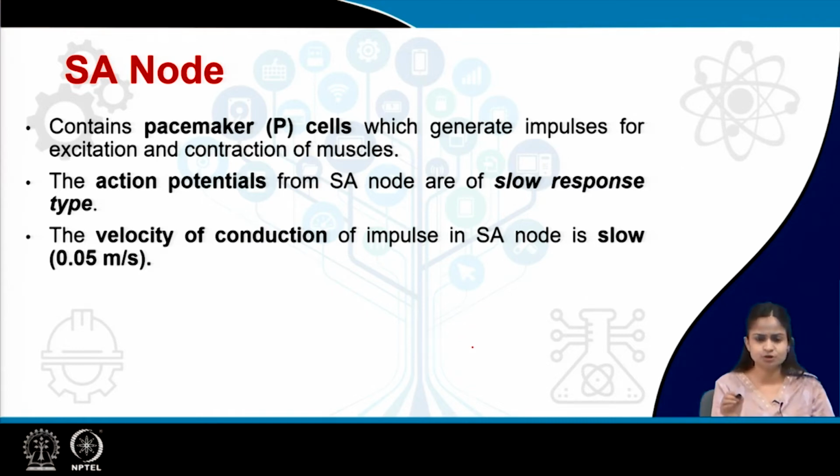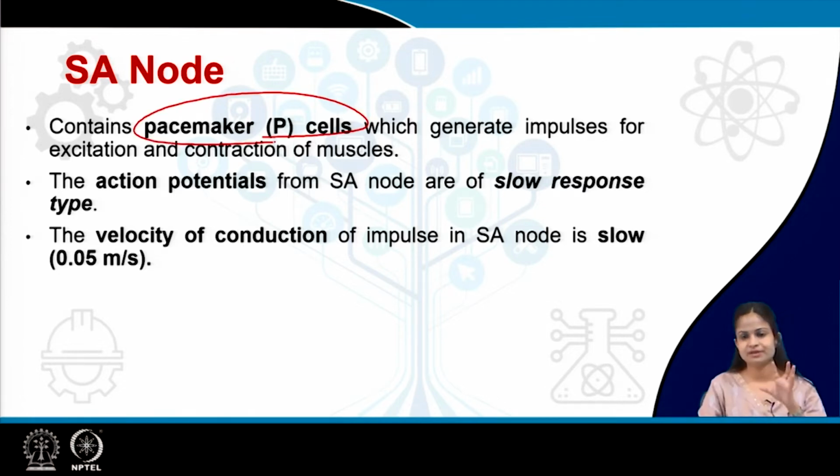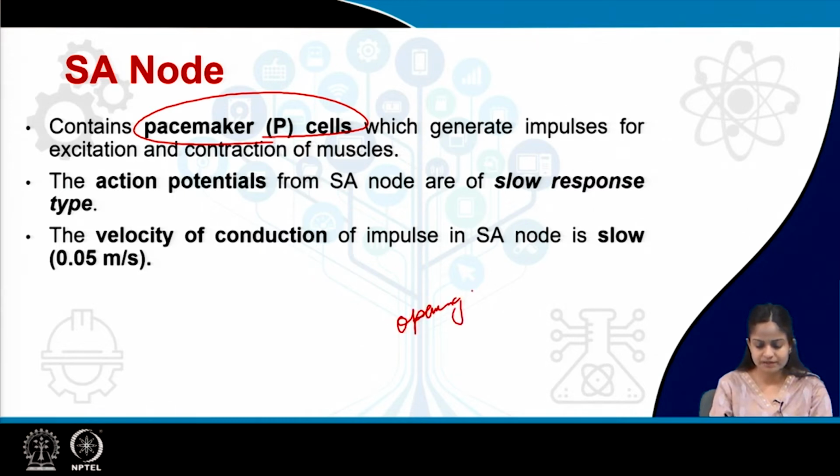Why is it called the pacemaker tissue of the heart? Because it contains an abundance of P cells. These P cells are present everywhere in the heart, but the proportion in which they are present varies. The SA node consists of the maximum number of P cells. The SA node usually lies close to the opening of the superior vena cava, in the right atrium, on the right side.